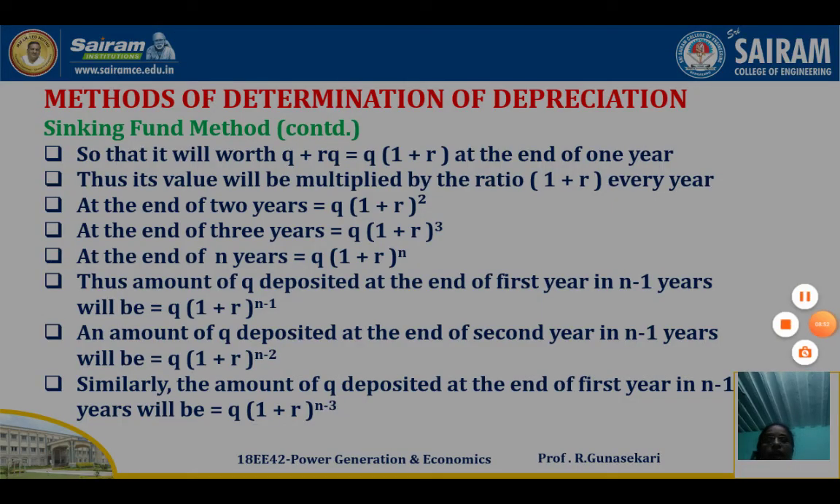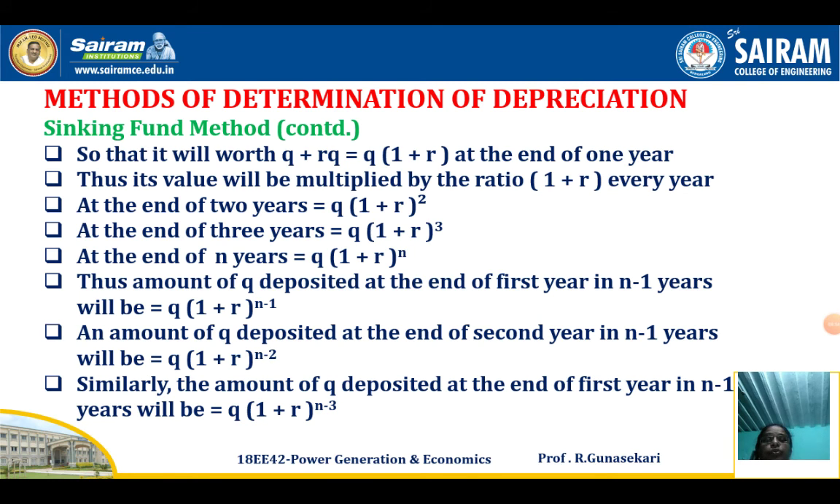Then at the end of the third year, it is Q into 1 plus r to the power 3 only. Similarly we can calculate the fourth year, fifth year. At the end of n years, Q equals Q into 1 plus r to the power n only.